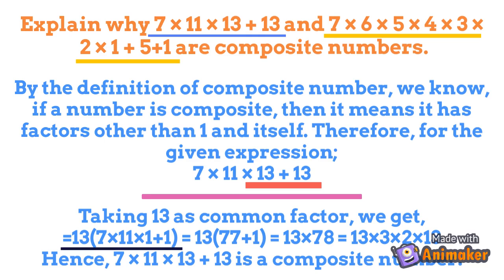After that, we do multiplication then addition. You all know the BODMAS rule. We do multiplication first, then addition, and we get 13 into (77 plus 1), and after addition, 13 into 78. After that we take out the factors of 78, and we get 3 into 2 into 13. The 13 that was present before will also be there, so we get 13 two times. According to composite numbers, a prime number should arise twice, then only it will be a composite number. Hence it is proved that the first expression is a composite number.